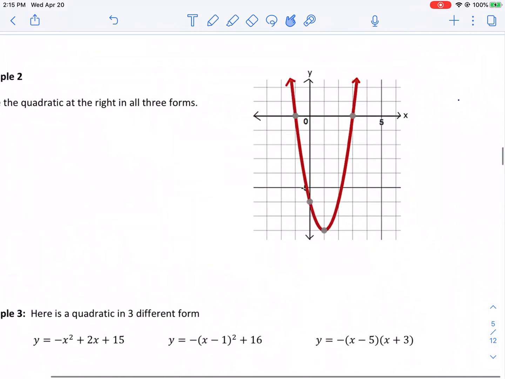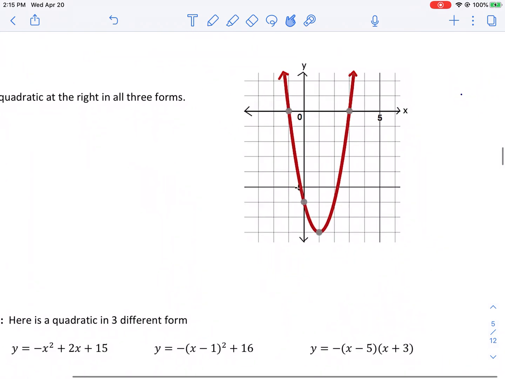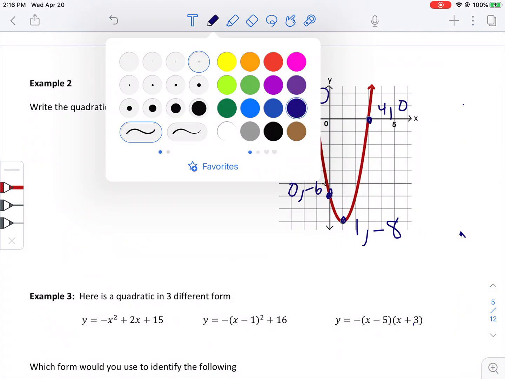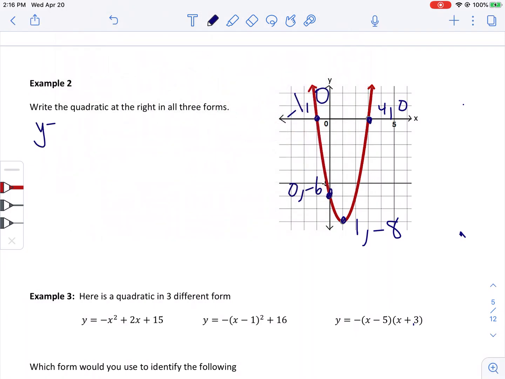So let's take a look at another one here. Let's first write all these important points. So this is (4, 0), (-1, 0), (0, -6), (1, -8). So let's say we want to start with vertex form this time. Y equals a. If it's vertex, this would be (x minus 1) squared minus 8.